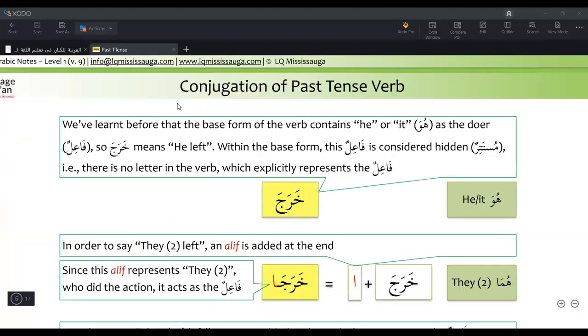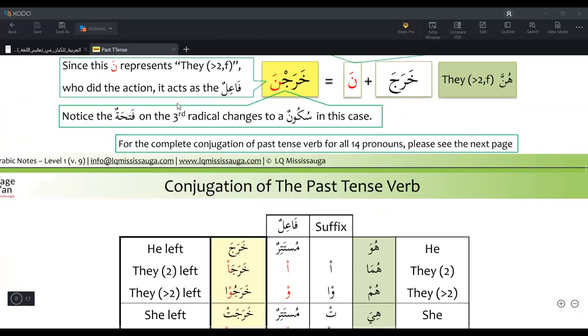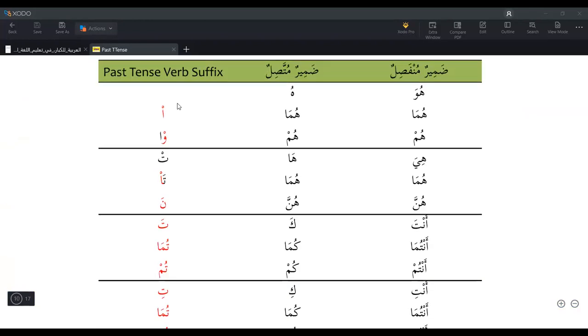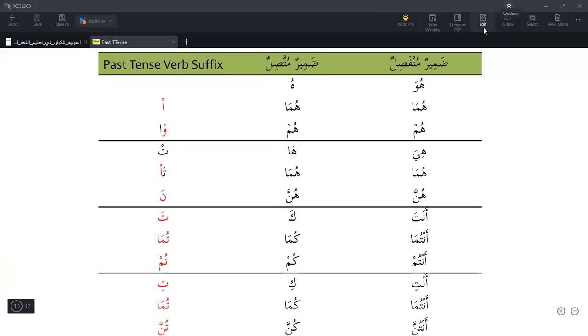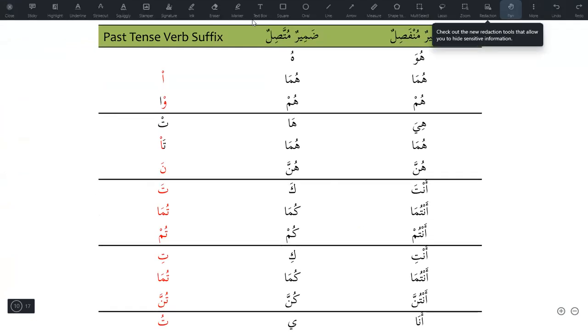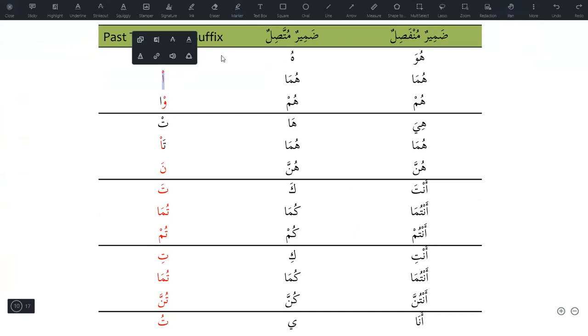Yesterday, we have learned about the past tense. In the past tense, these are the suffixes. What is the meaning of suffix? Suffix means that we use at the end of the verb. For huwa, there is no suffix. For huma, we use alif silent. Okay, let me change the color.